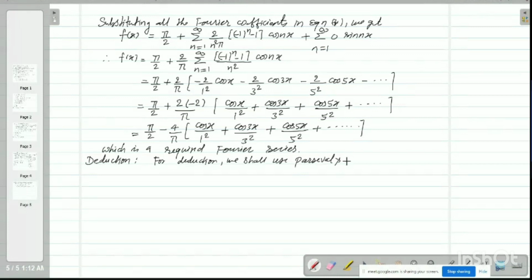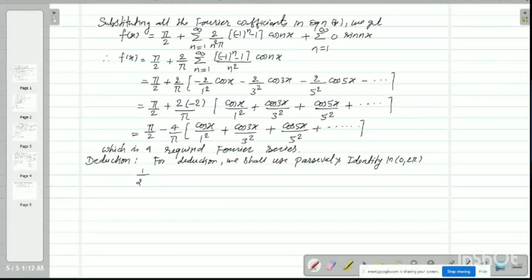Parseval's identity. Okay, and what is Parseval's identity? Just write down Parseval's identity in the interval 0 to 2 pi.